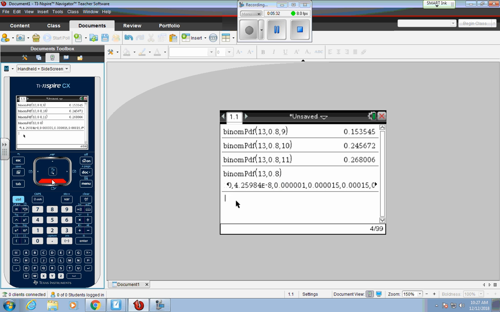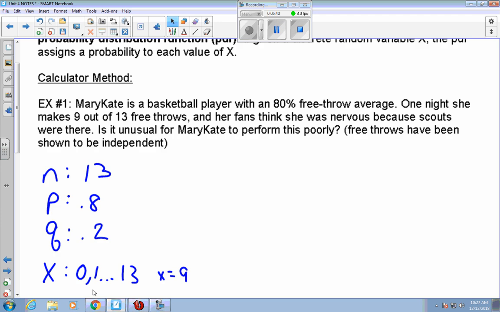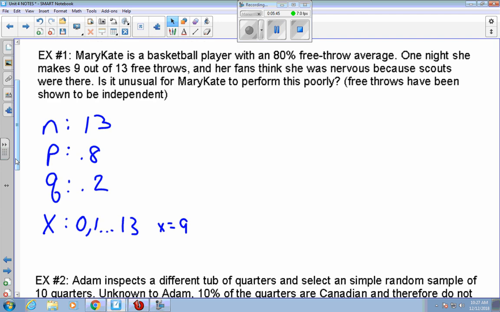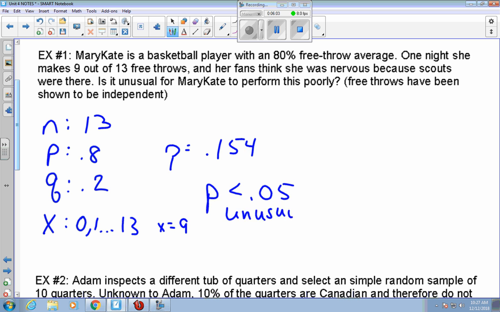Now it says, is it unusual for Mary Kate to perform this poorly? There's two ways to determine that. So you got this in your notes. So you have your p-value. What is it? 0.154. So if you have a p-value that is less than 0.05, that is unusual.